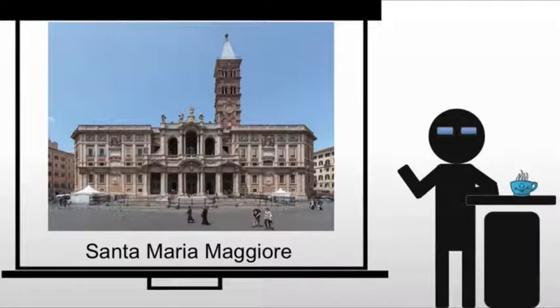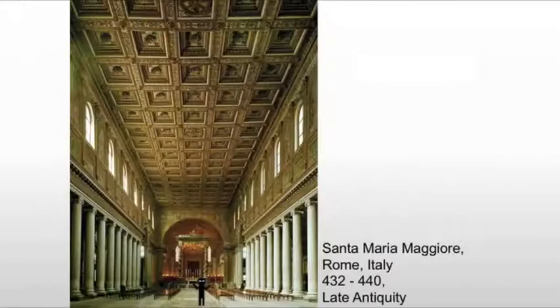So now we come to Santa Maria Maggiore. This is a church that's built by the papacy, both a secular and religious leader at the time. And what we're looking at is a very early church for the city of Rome. It's not quite as old as the old St. Peter's, but it's built around 432 to 440, so it's still during the Roman Empire. The Roman Empire won't come to an end until 476.